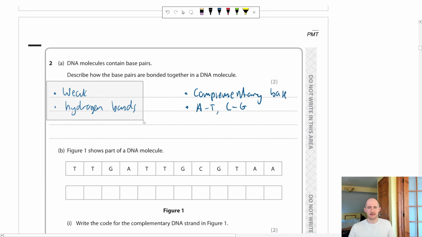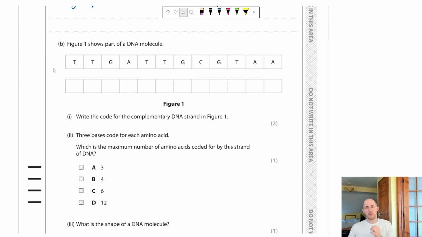But that gets you the 4 marks, so you don't really need to worry too much about it. With this, this is just a bit of memory, unfortunately.